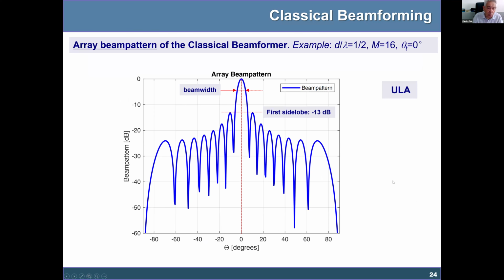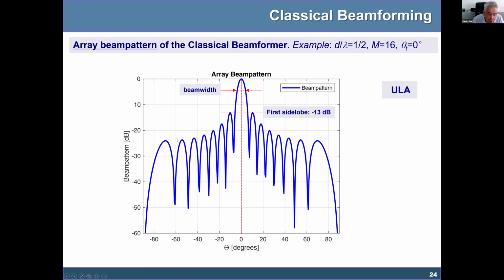And these are some numerical examples, for example, assuming d over lambda 0.5. Remember, this is the maximum value that d over lambda can assume if we want to respect the Shannon theorem, so if you want to avoid aliasing in the spatial domain. Then the number of sensors is 16, and there is a signal coming from 0 degrees.